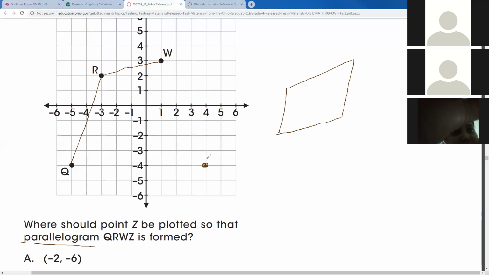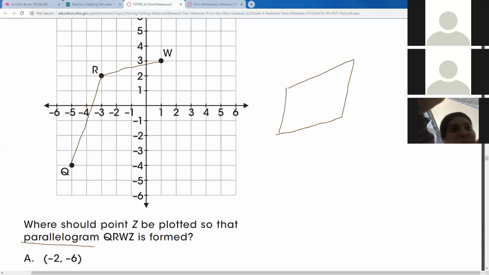Yeah. Okay, so if that's our point and we connect the dots. Sorry, it's really hard to connect a straight line with a mouse. Does this look like it's made up of parallel lines? No. So not a parallelogram. Almost looks like a trapezoid, but not a parallelogram. So then, second answer, what do you think?